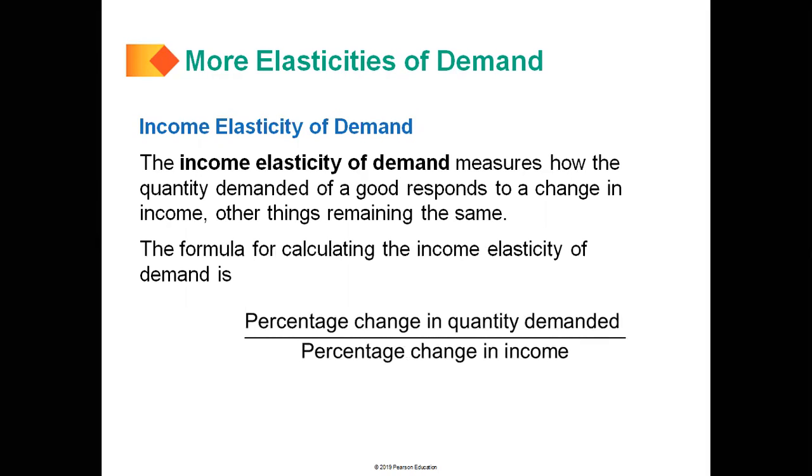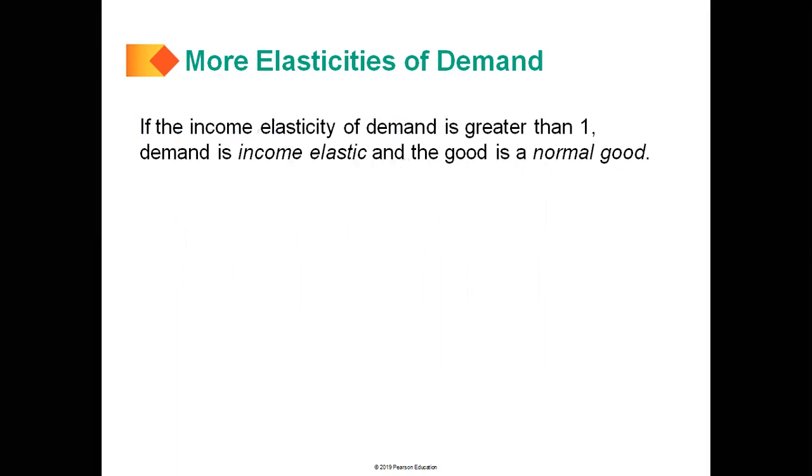So the difference here is we still have the percentage change in quantity demanded, but in the denominator, we have percentage change in income. Instead of asking what the sensitivity of demand for this good is to changes in price, we ask about changes in income. And now we're going to get into the idea of the inferior good.